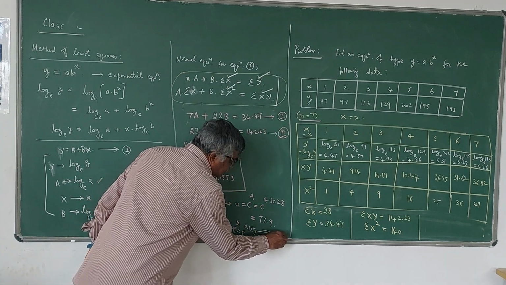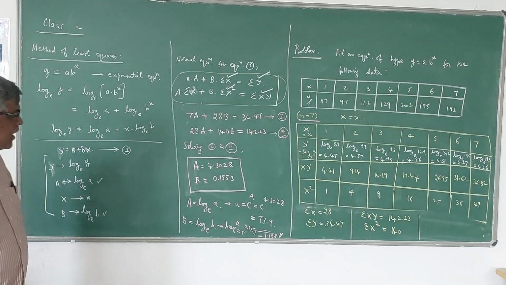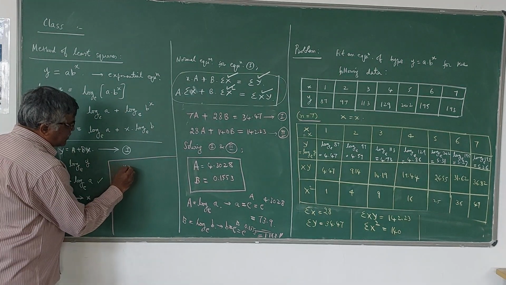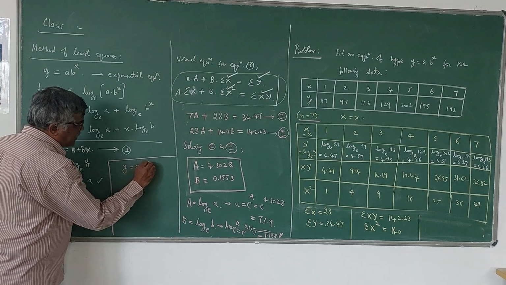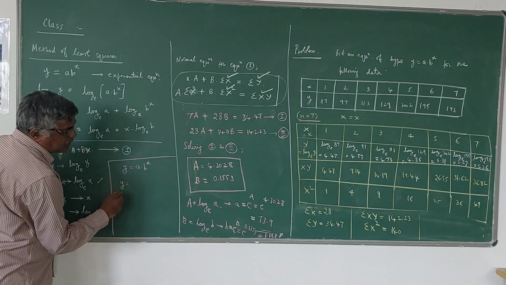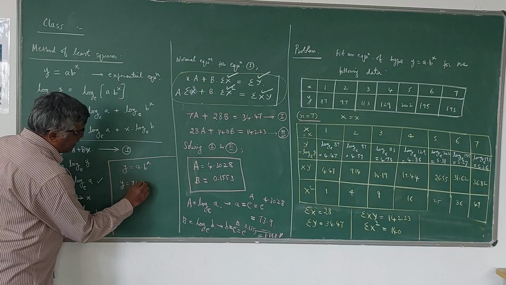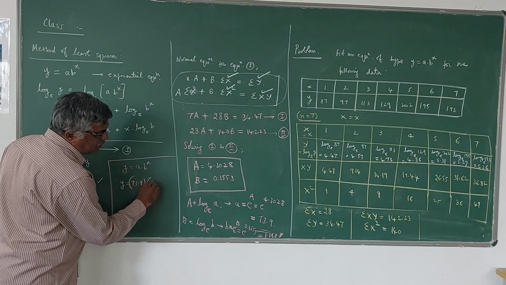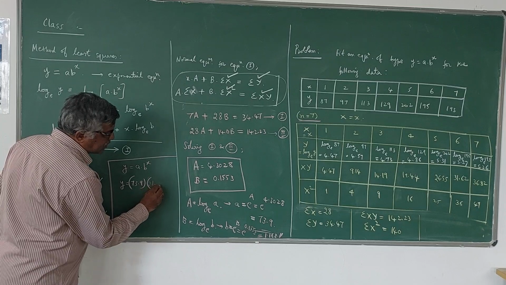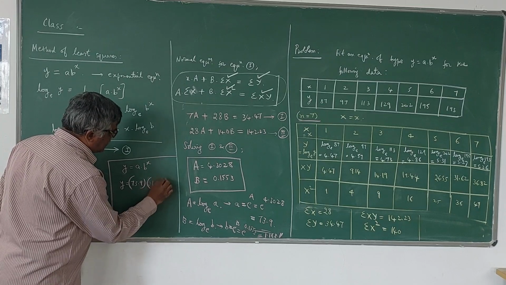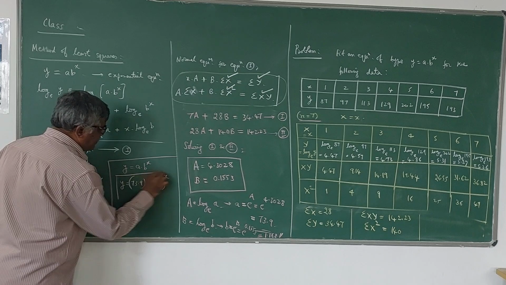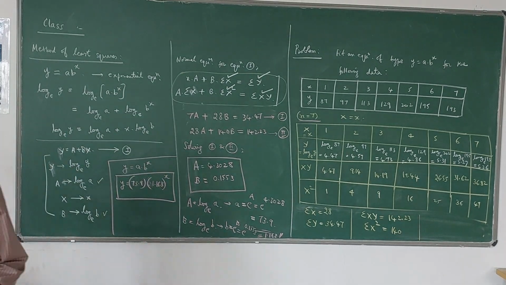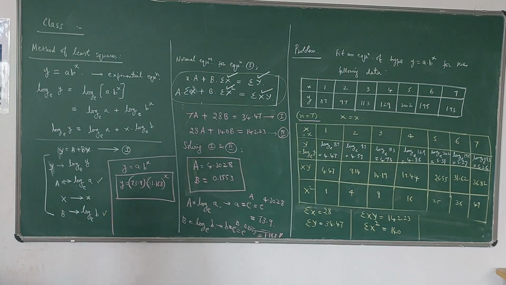So once you get this small a and small b, now the equation is y is equal to a into b power x. That is y is equal to a, which is 73.9, into b, which is 1.168. So this is the required equation for the given set of data. This is what you have to find.